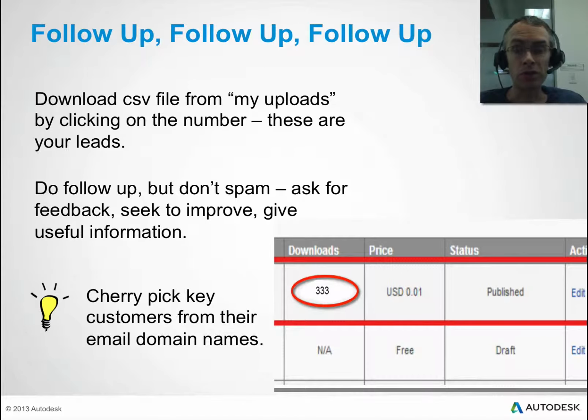And of course, once someone has downloaded your application, make sure that you follow up with them. When you go to your My Upload section, your publisher dashboard if you like, next to your published application there is a downloads box, which is a number, and if you click on that number it will give you a CSV file which gives you contact details for all of the people who've downloaded your application. So do appropriately follow up with those people.